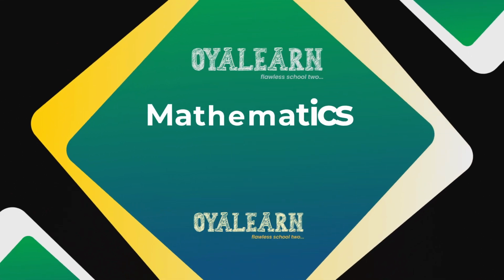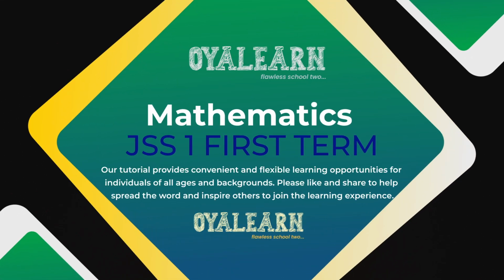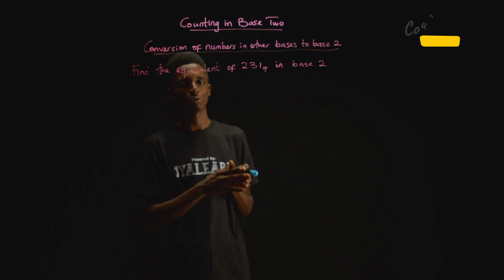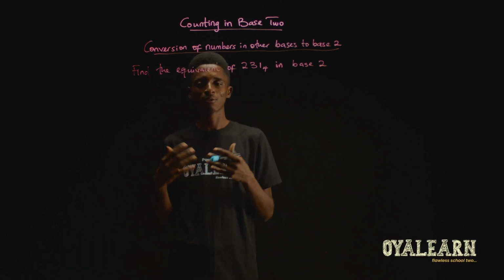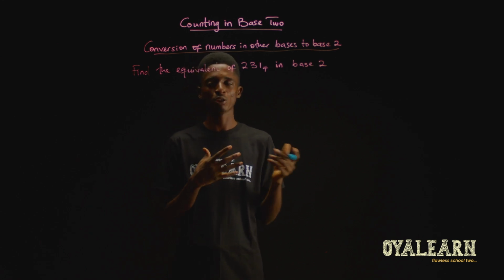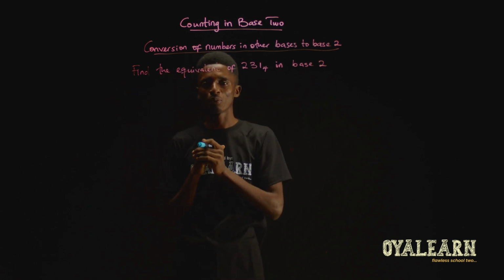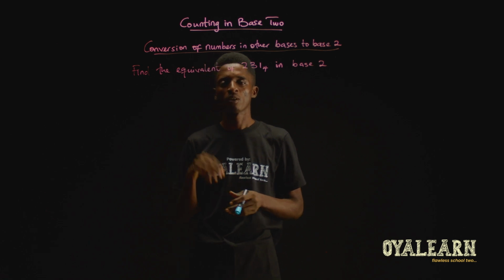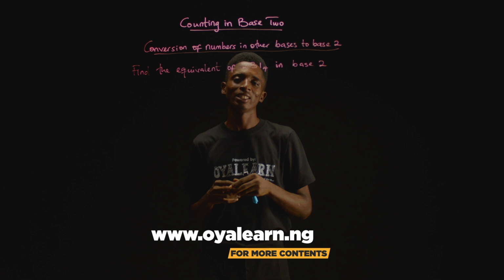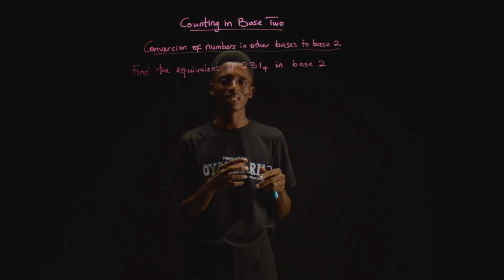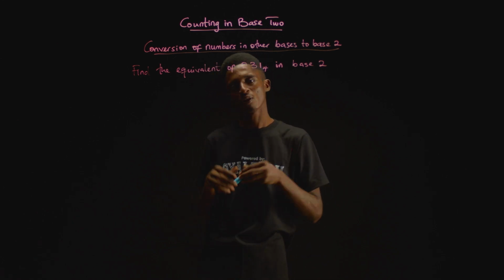We can also find the equivalent of numbers in other bases in base 2. So, for example, if you're given a number in base 4 and you're asked to find the equivalent in base 2, like what we see in this example, here is what you do. First, you convert that number from the base it is to base 10, and then you convert the equivalent in base 10 to base 2. So let's try that out.